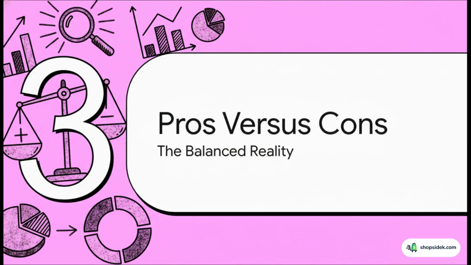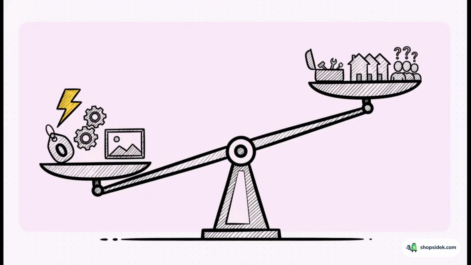Okay, let's be real for a second. No theme is perfect for absolutely everyone. So let's get into the nitty-gritty and take a balanced, honest look at where Dawn is a total rock star and where its limits are. So if we put Dawn on a scale, the pro side is stacked. You've got that blazing fast performance, the unmatched flexibility from OS 2.0, that clean minimalist design, and of course, the fact that it costs you $0.